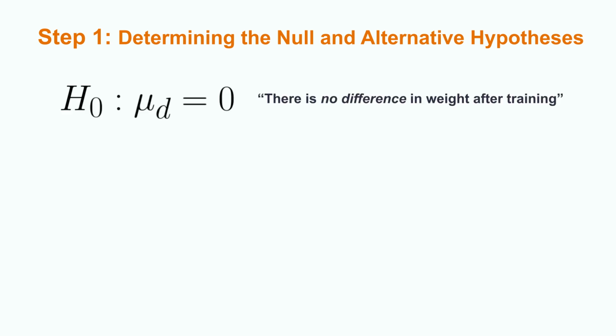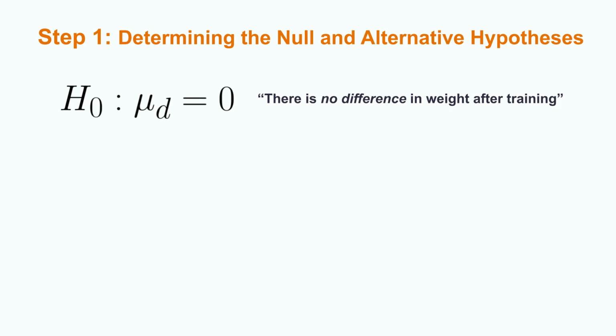The null hypothesis is always in the form of mu of d equals 0, meaning the mean of our paired samples is the same before and after a treatment. In the context of our personal training example, the null hypothesis in words would be there is no difference in weight before and after training.